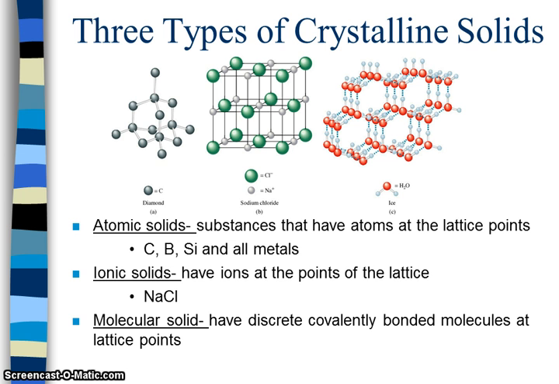The third type of crystalline solid is called a molecular solid. Again, the name implies that we have molecules at the lattice points. Molecular solids have discrete covalently bonded molecules at their lattice points. A good example is ice. If we look at the illustration up on top, at each of our lattice points, instead of having atoms or ions, we have discrete water molecules. Those water molecules are held together by the intermolecular hydrogen bonds that we've talked about.